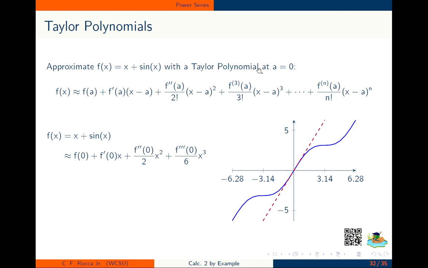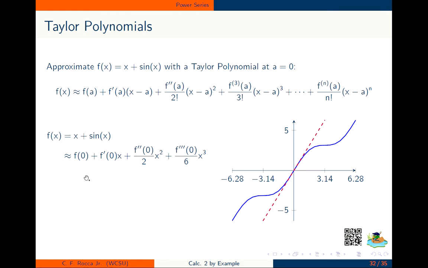Again, because I'm doing this at the center a equals 0, I replace all my a's with 0. So it's going to be f of 0, then f prime of 0 times x, then f double prime of 0 over 2 times x squared, and that's technically 2 factorial, but 2 factorial is 2. Then f triple prime, or the third derivative, evaluated at 0, over 6 times x cubed. And it's x cubed because a is 0, so I have x minus 0, and then it's cubed.